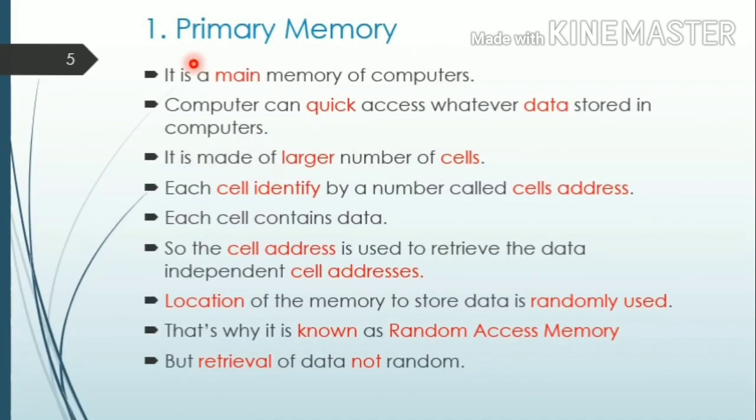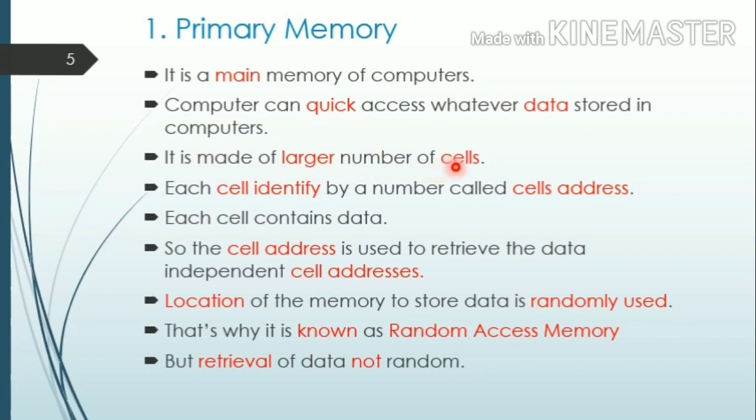Now the first type of memory a computer has is primary memory, and it is the main memory of the computer. We have already discussed it many times. A computer can quickly access whatever data is stored in it. From this memory we access our data in the computer very quickly.